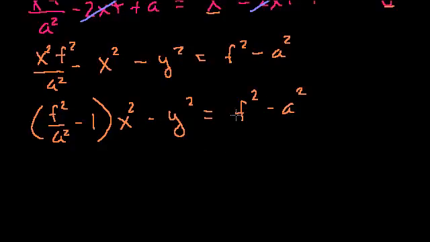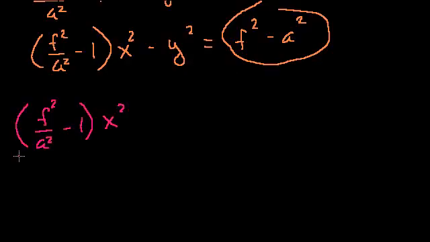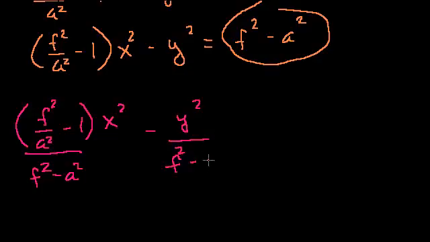And let's divide both sides of the equation by this expression right there. And we get, and this should start to look familiar, f squared over a squared minus 1 x squared divided by f squared minus a squared, minus y squared over f squared minus a squared, is equal to 1. Right? I divided both sides by this, so I just get a 1 on this right-hand side. Let's see if I can simplify this.